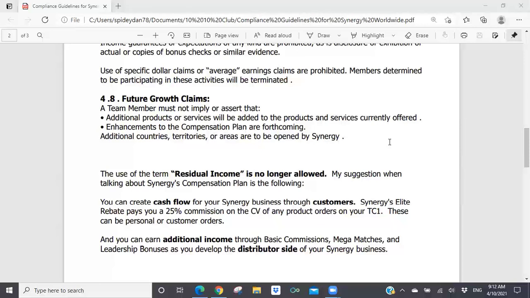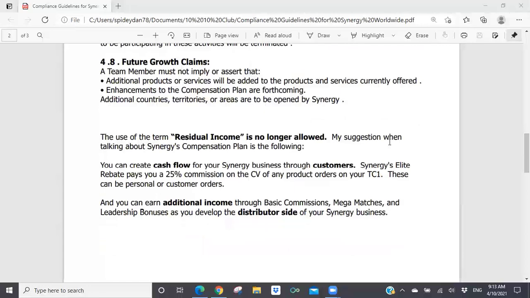Doesn't mean that you're going to get it. It's additional income as you develop the distributor side of your Synergy business. And that's where those income streams come from. So those two paragraphs are my way of not having to get bent out of shape that I can no longer use the term residual income. Just change the residual to additional income and you shouldn't have any problems.